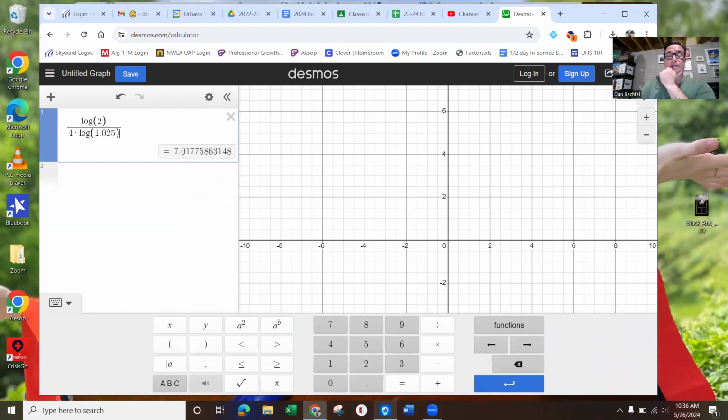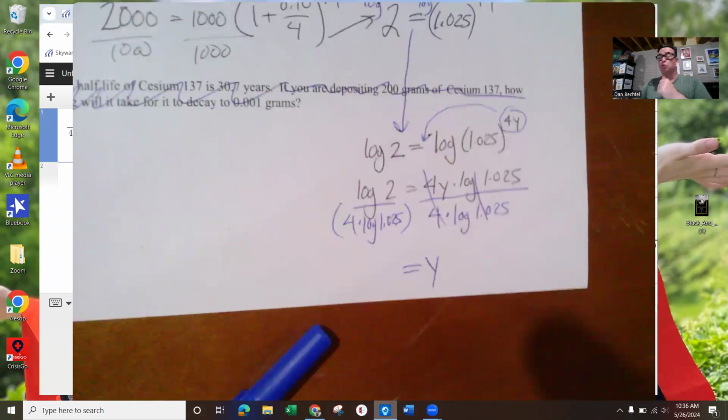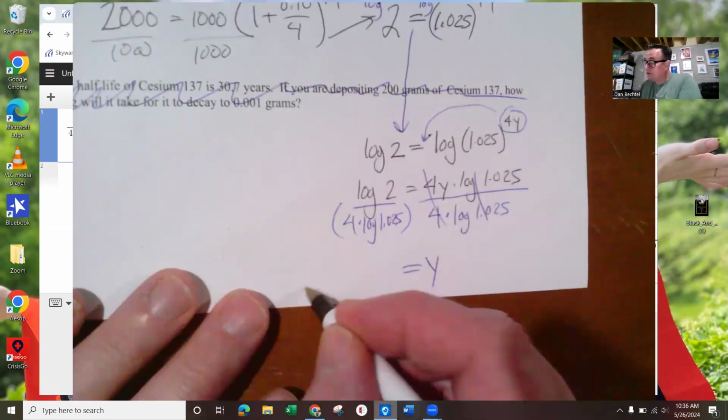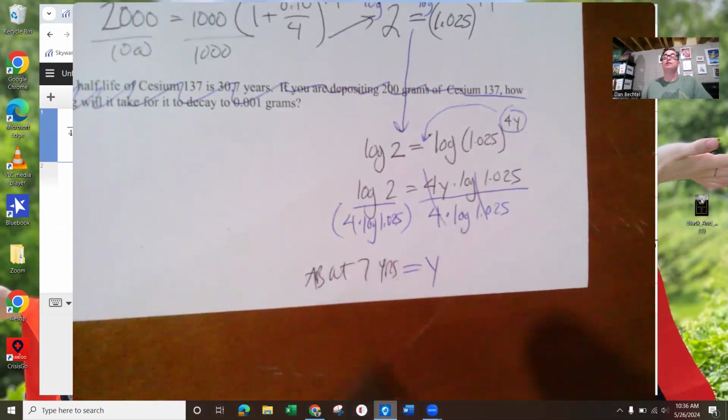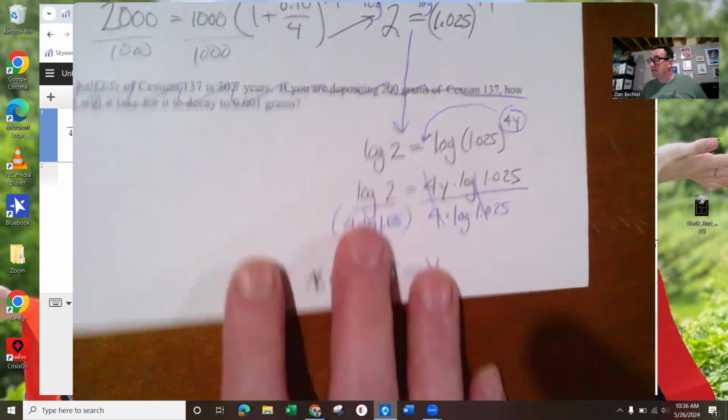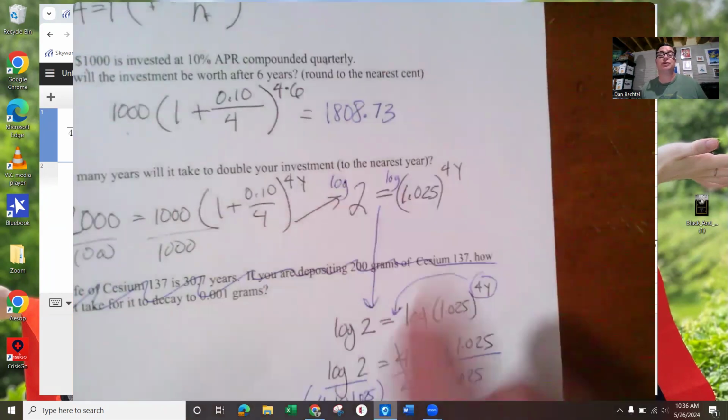All right. Our answer to this is 7.01775. So what that means for our problem is that it works to about 7 years. It's a little more. 7.0 something means it's a little more than 7, but it does give us the idea, and the problem did tell us to round to the nearest year.